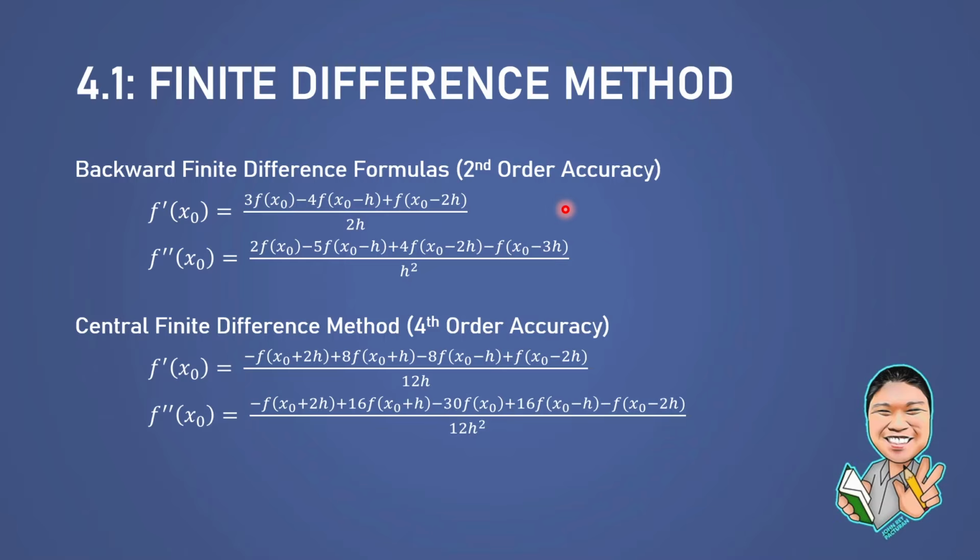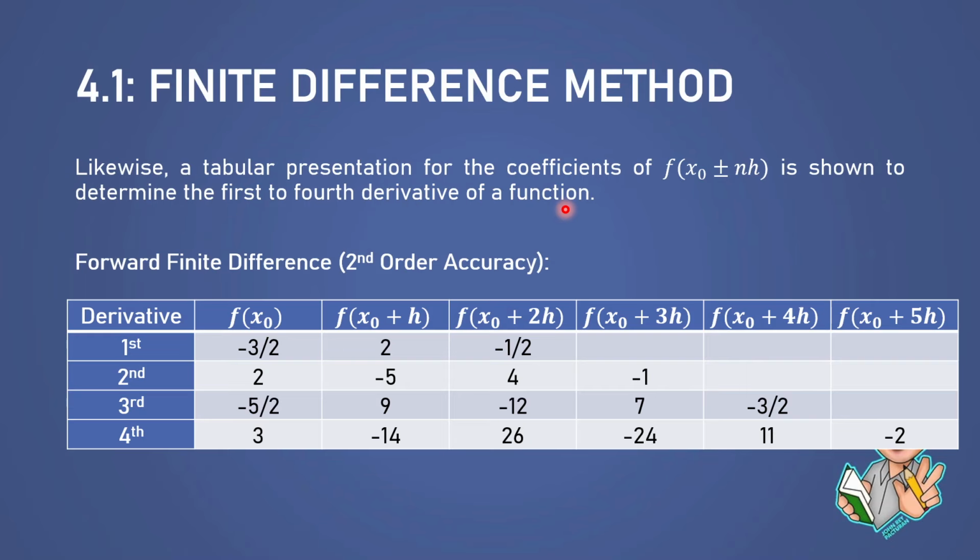Again, wag nyo nang intindihin tong mga formula na to. Ang gagamitin natin itong table na to. So, basahin ko lang, likewise, a tabular presentation of the coefficient of f of xo plus or minus nh is shown to determine the first to fourth derivative of the function. So, dito muna tayo sa forward finite difference using the second order accuracy.